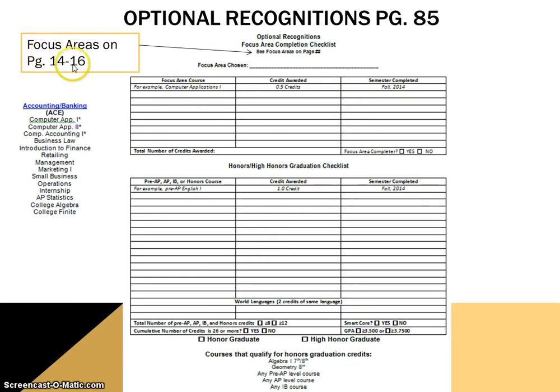The focus areas are on pages 14 through 16 in the course guide, and here's an example of what one looks like. You would just complete the areas listed. Our student had completed Computer Applications 1 for half credit in the fall, then you would mark off that area and then move on to your remaining credits.